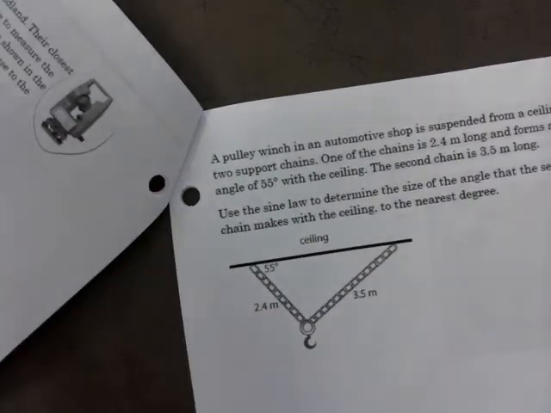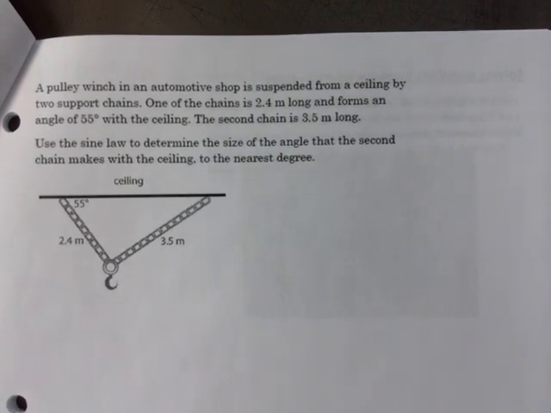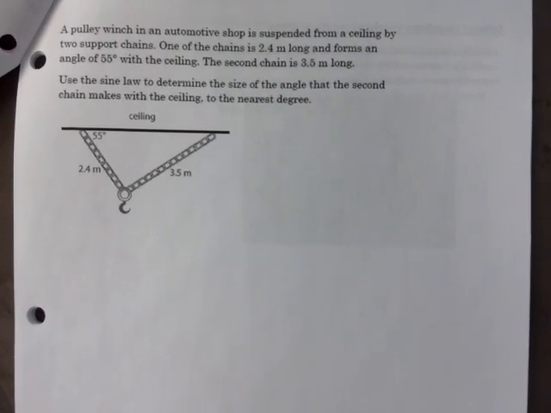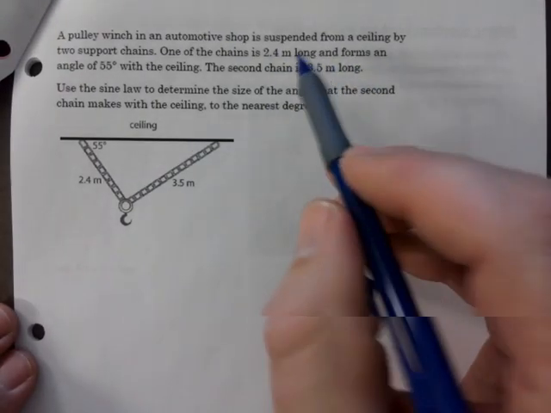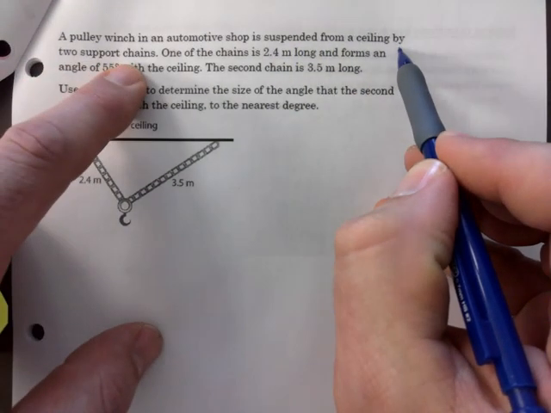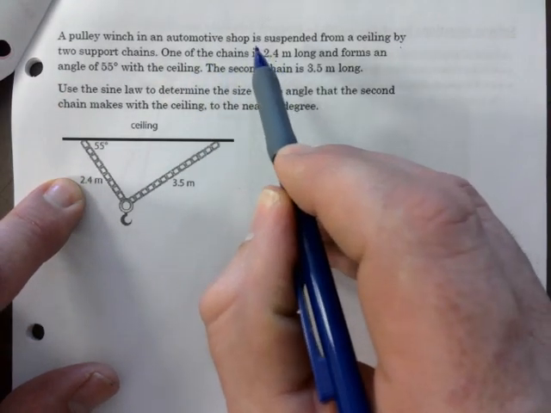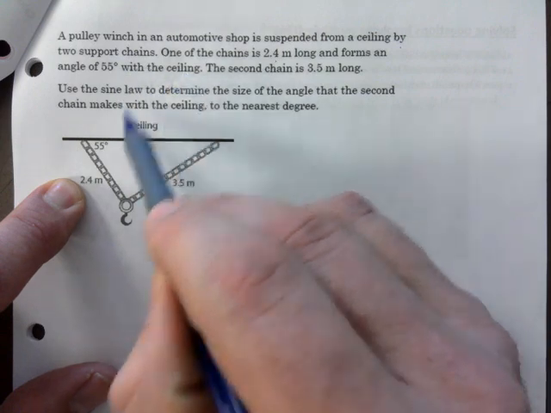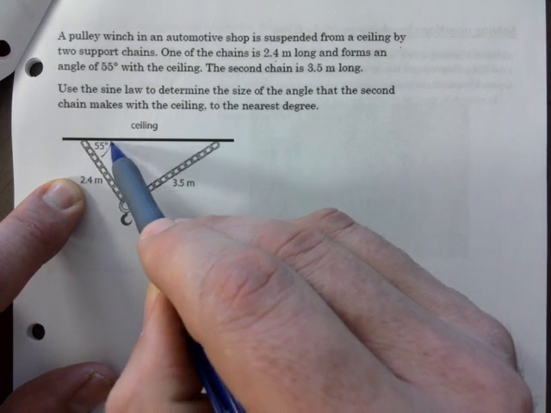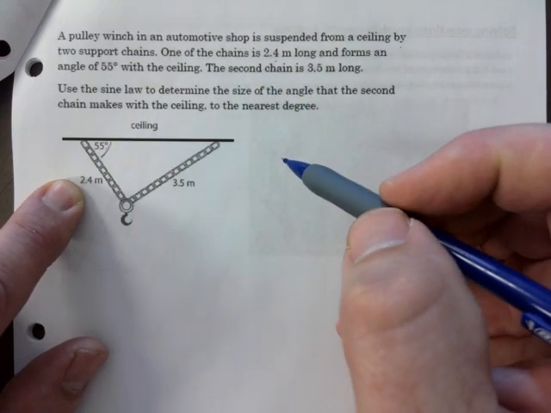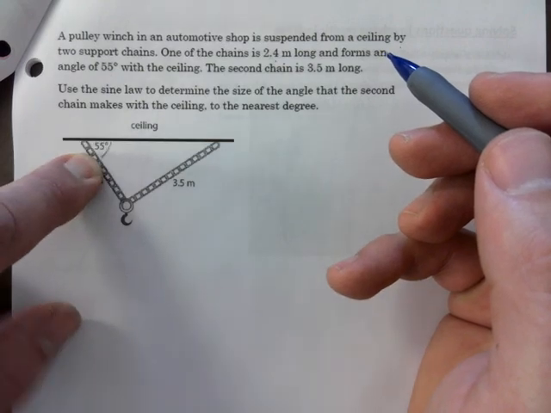Let's try this one. A pulley in a shop. This is page 10. Suspended from a ceiling to support chains. One of the chains is 2.4 meters, we have it right there, and forms a 55 degree angle with the ceiling. What would this angle be called? Elevation or depression? It'd be a depression, right? This is between the horizontal and the line going down. So keep that in mind.